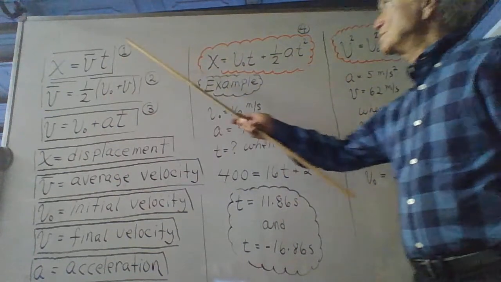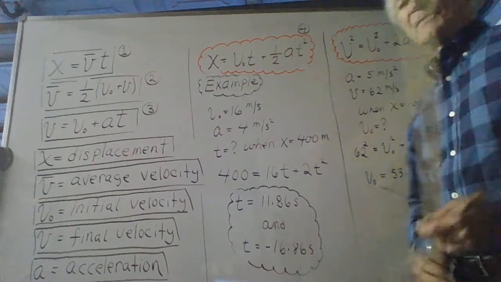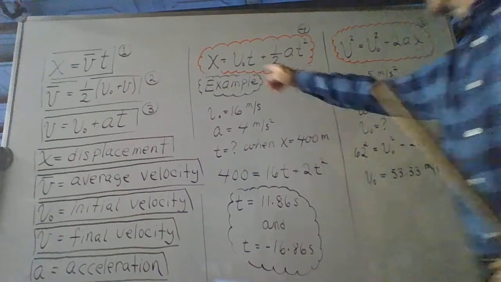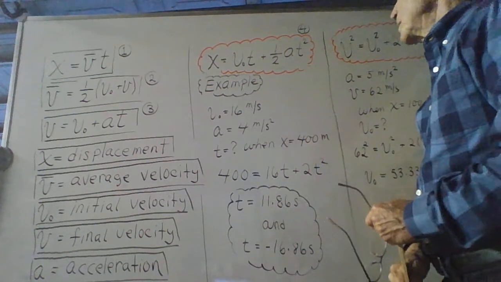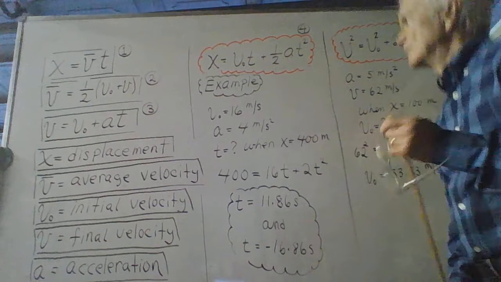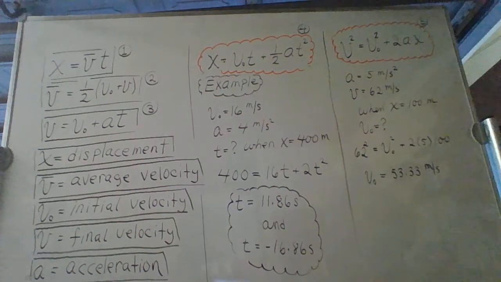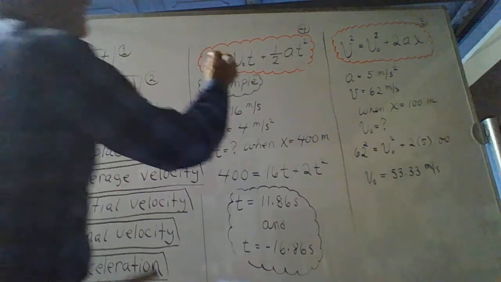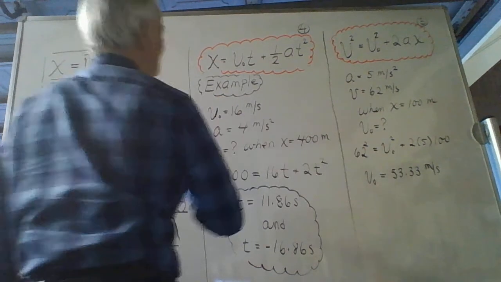We'll call the first three equations, equations 1, 2, and 3. This is equation 4. And there it is: x equals v naught t plus 1/2 a t squared. An example of its use. Suppose v naught is 16 meters per second, and the acceleration is 4 meters per second squared. Let me repair this equation somewhat. That's v naught.